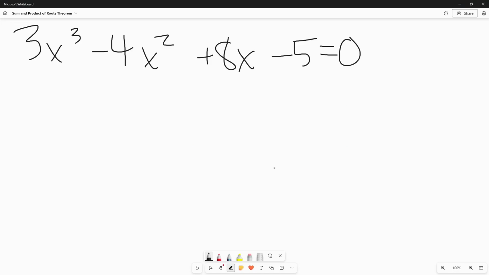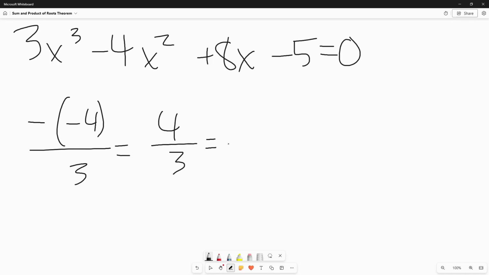Let's do an example. If we have this equation, 3x cubed minus 4x squared plus 8x minus 5 is equal to 0, and we want to find the sum and product of the roots, let's use the theorems that we described earlier. So again, the sum is negative of the coefficient of the second term. The coefficient of the second term is negative 4, as you can see, by minus 4x squared. So it would be negative 4 over the coefficient of the first term, which is 3 right here. And negative of a negative is just positive, so this is just 4 over 3. And this is equal to the sum of all the roots.